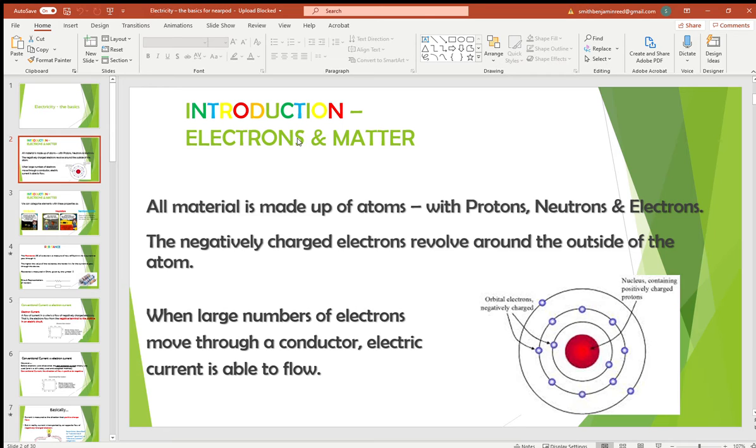So, of course, a quick review on atoms. All material are made up of atoms, protons, electrons, and neutrons. Of course, the protons and neutrons, which are contained in the nucleus, do not move. It is those electrons that actually flow and create electricity.